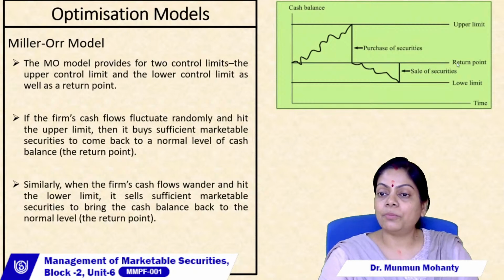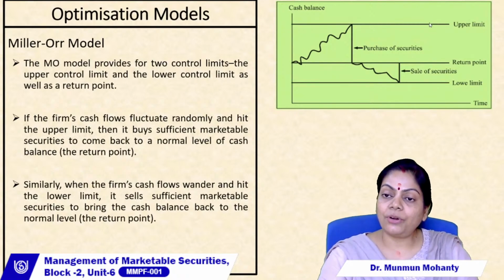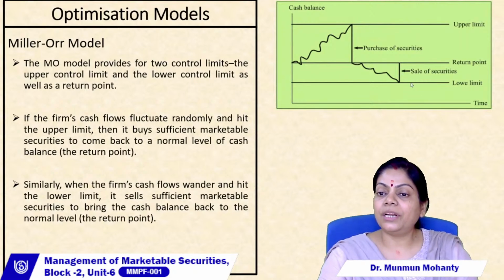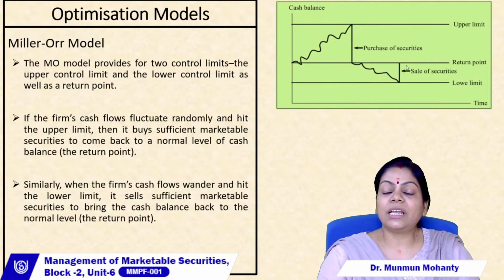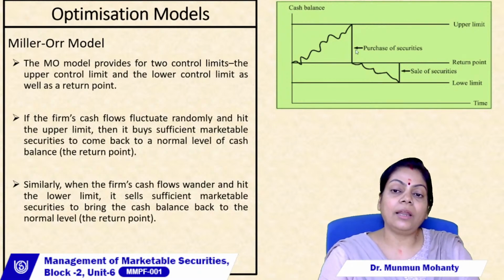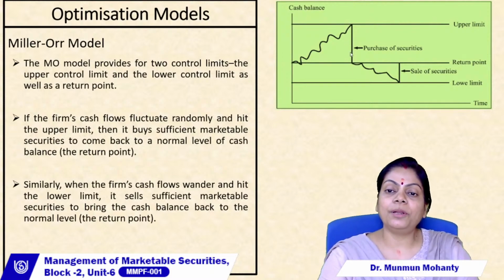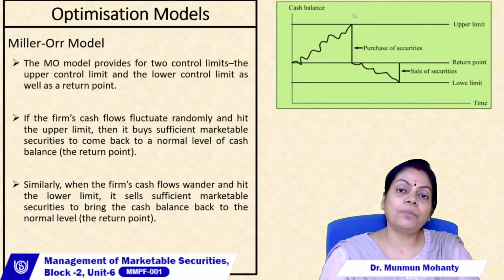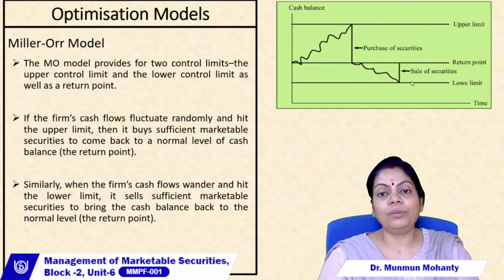So this is my optimum cash balance, but my action points are this limit and this limit. The moment it hits this limit, I will purchase securities and reduce my cash balance, and the moment it hits this level, I'll sell some of the securities and come back. So my target is to stay here. But since I don't know about my cash flows, I'll allow the cash to travel between the upper limit and the lower limit. Only when it hits the upper limit or the lower limit will I take action.